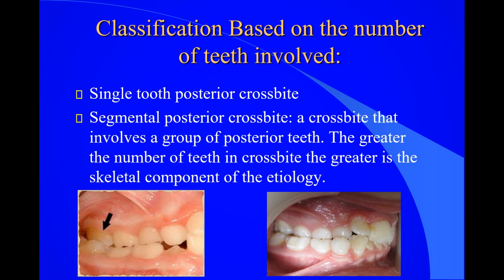If you consider the classification based on the number of teeth involved, then we can consider the single tooth posterior crossbite and segmental posterior crossbite, a crossbite that involves a group of posterior teeth. The greater the number of teeth in crossbite, the greater is the skeletal component of the etiology.